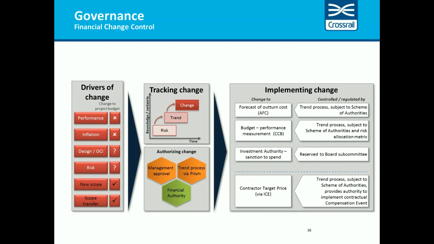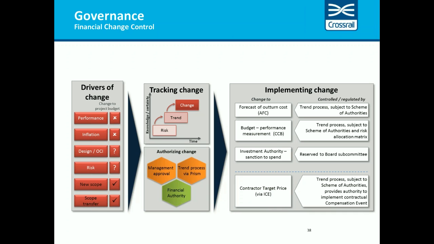So to help with that, I've got a simple slide here that gives us some clues as to where change comes from on Crossrail and how we actually go about handling it. So in terms of drivers of change, some types of change affect project budget, other types don't. Scope is a clear example where project budgets have to change accordingly. How we handle and track change, though, is through a risk process that then feeds a trend process, and ultimately that then drives the formal change control process.